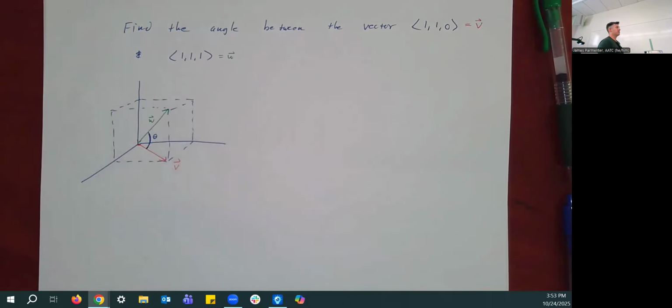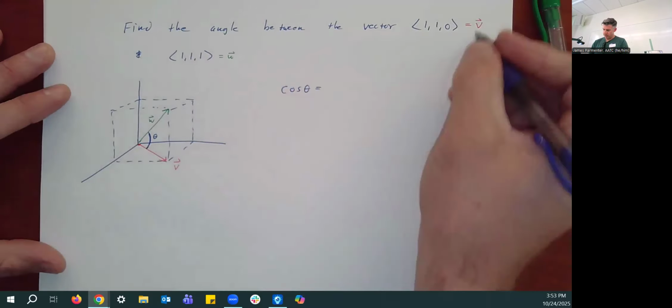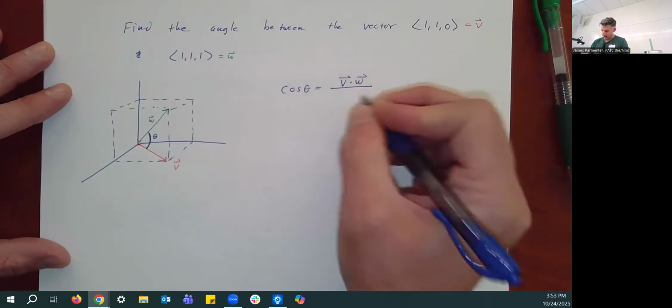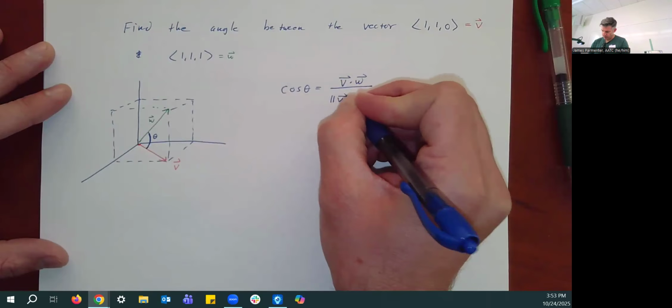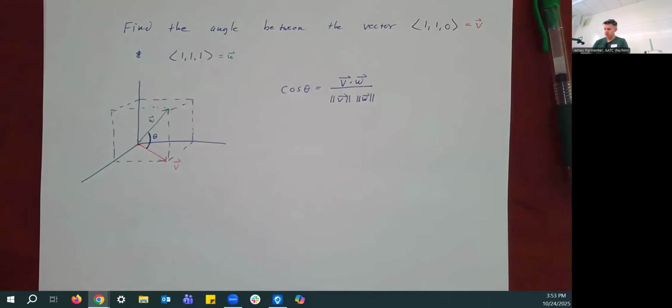So when I do this, finding the angle between two vectors, I never start off with theta equals the inverse cosine of whatever. I would always prefer to start off with saying the cosine of my angle is equal to, in this case, V dot W divided by the magnitude of V times the magnitude of W. It just feels nicer to write.